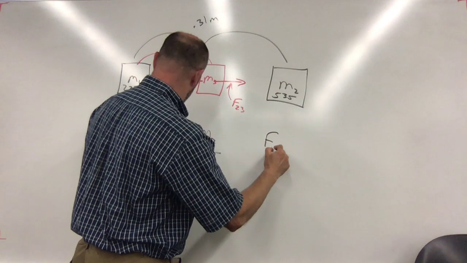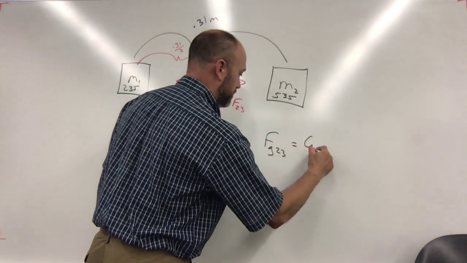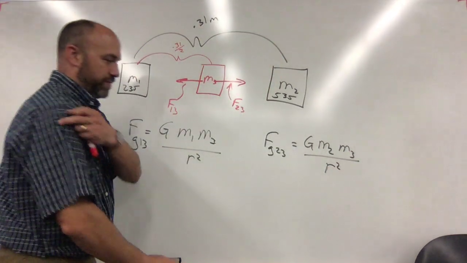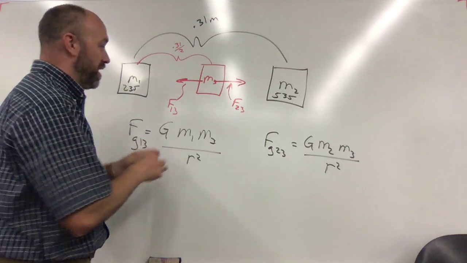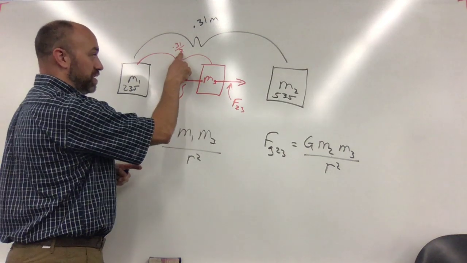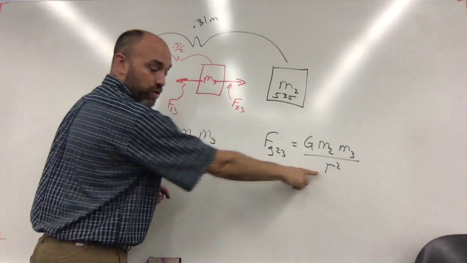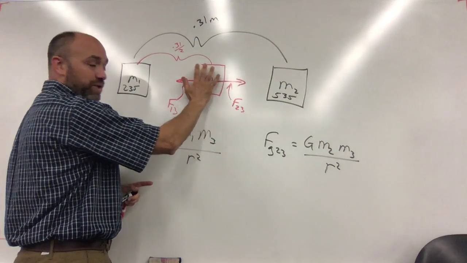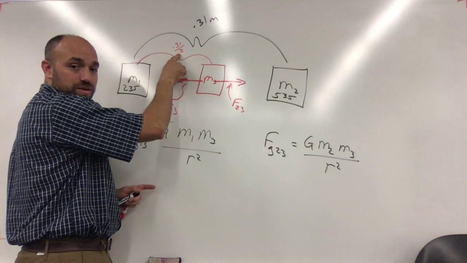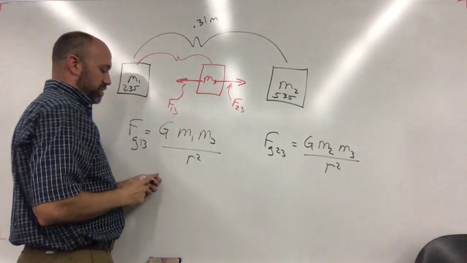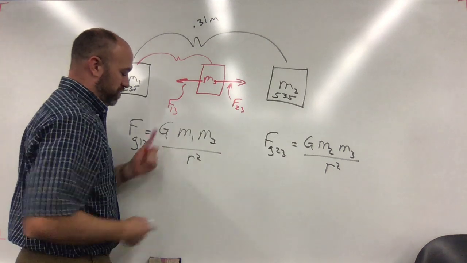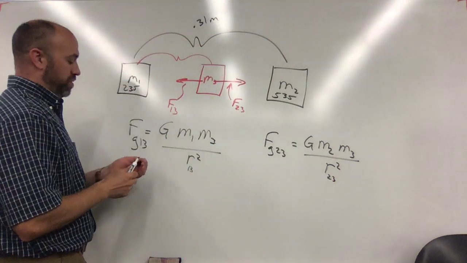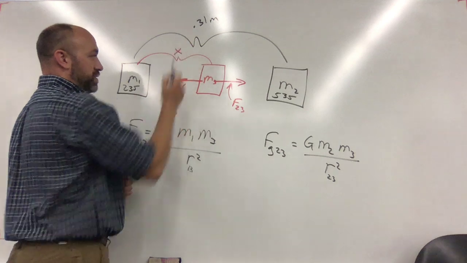Let me write this one up here. F G 2-3 is going to be G M 2 M 3 divided by R squared. Now, for part A, this R was just that number. And it's going to be the same for both of them. But for part B, you're going to scoot this one over here, and it's not going to be that anymore. So I'm going to call this R13 and R23. But we'll call this one X.